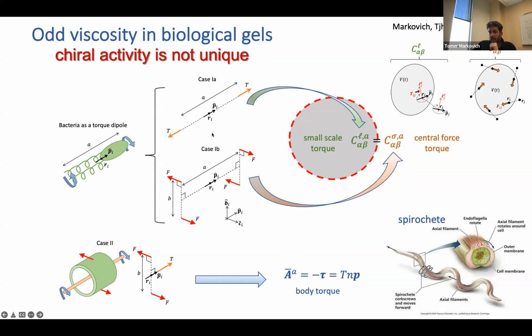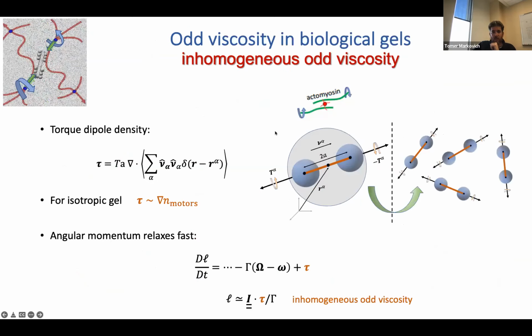If I assume I have those kinds of torques in my system, let's look at an actomyosin gel. Let's say I have a lot of motors like that, and they are oriented randomly. So on average, the system is isotropic, at least on some large scale. So I can write the mesoscopic torque in that system as the average over all the directions of all these torques. And if you average that, what you find is that in an isotropic gel, the torque is just proportional to the gradient of the motor density.